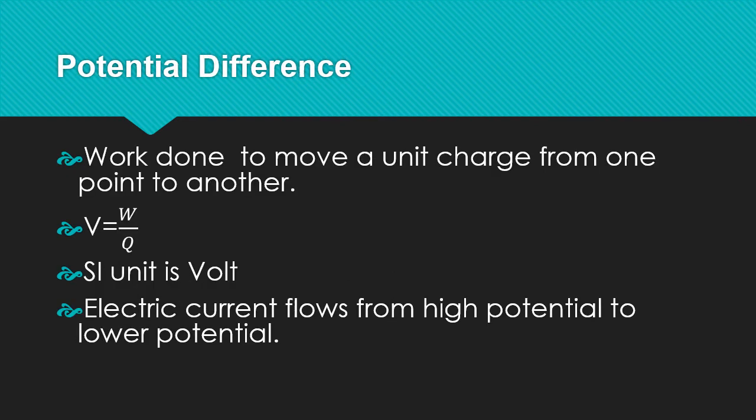Electric potential difference is defined as the work done to move a unit charge from one point to another in an electric circuit. V is equal to W divided by Q, where V is the potential difference, W is the work done, and Q is the net charge. The SI unit of potential difference is volt. Electric potential difference is also known as voltage. Electric current flows from a higher potential to a lower potential.